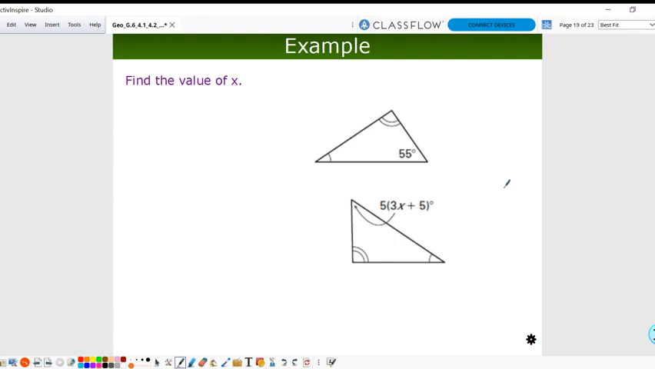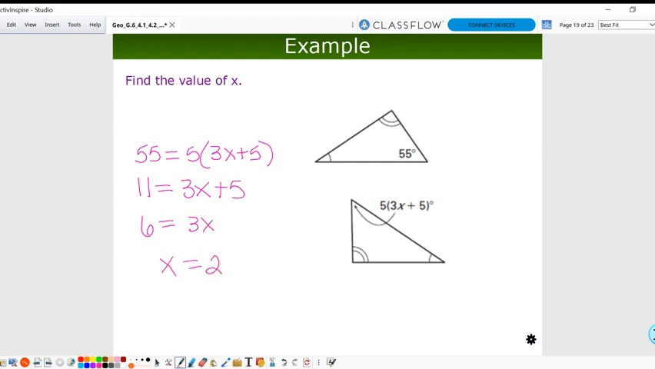Okay, let's take a look here. We have one angle congruent to another, second angle congruent to this angle, therefore the third angle will have to be congruent. We're finding the value of x, so 55 equals 5, parentheses 3x plus 5. We have to go ahead and solve that equation. I'm going to divide by 5 on both sides. Subtract 5. And divide by 3, we'll get our x value to be 2.